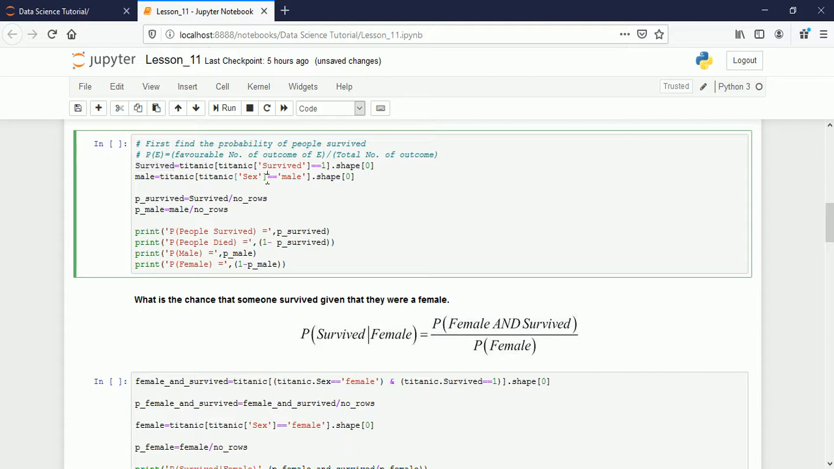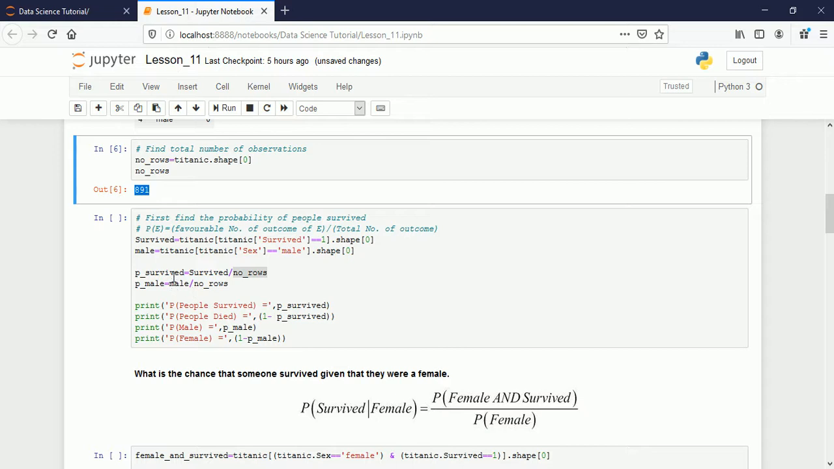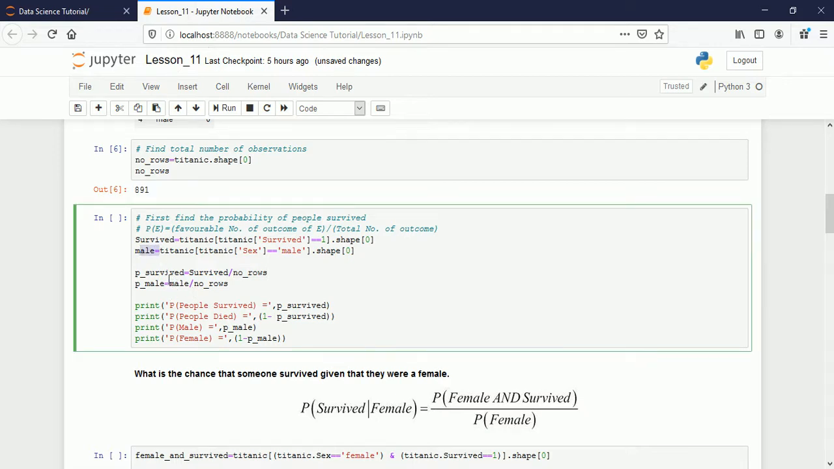And for male, again we have to put a condition here. We are filtering only male data, because sex is equal to male, and that is stored in this one. Now if you want to find the probability of survived, so P survived variable is equal to the number who survived divided by the total number of rows. So total number of rows was equal to 891, friends. And for male, if you want to find the probability, divided by the total number of rows, that is called P male, and here we have P survived, the probability of survived. And now if you want to print them, P survived is here.